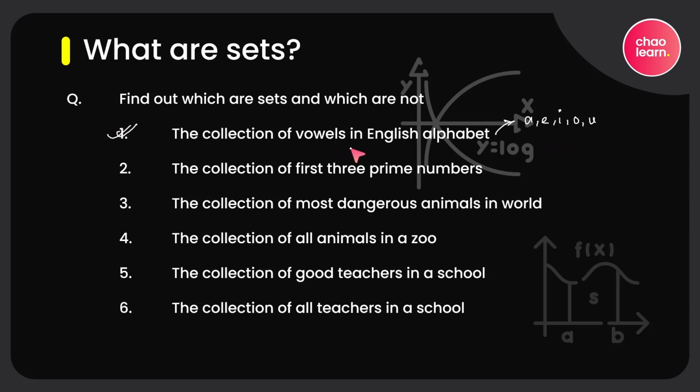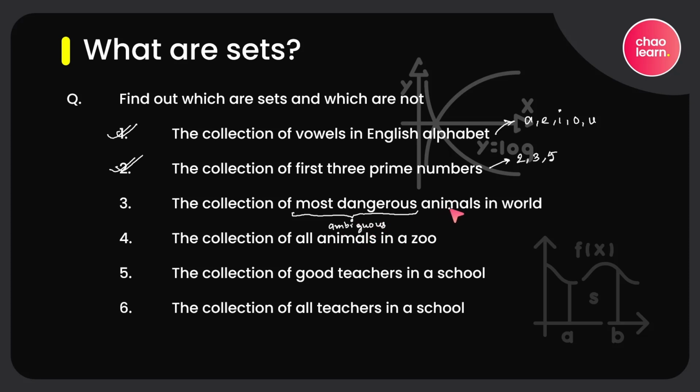Next is the collection of first 3 prime numbers. Whenever I call this particular statement, that is the collection of first 3 prime numbers, what am I referring to? I'm referring to 2, 3, and 5, right? That has the same meaning for me as well as you, and that's why it's well defined and it's a set. Now the statement is the collection of most dangerous animals in world. Now this particular terminology over here, most dangerous, it's quite ambiguous, right?